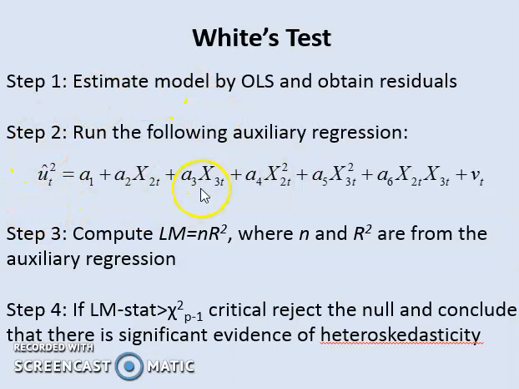ui hat squared on these variables, and then to compute the test statistic is the same as before, whereby it is n multiplied by R squared, whereby this R squared is from the result of the auxiliary regression. And here also it is the same, that if the LM statistic is larger than the critical value from the chi-square table, then we reject H null. And if we reject H null, we conclude that there is significant evidence of heteroscedasticity.